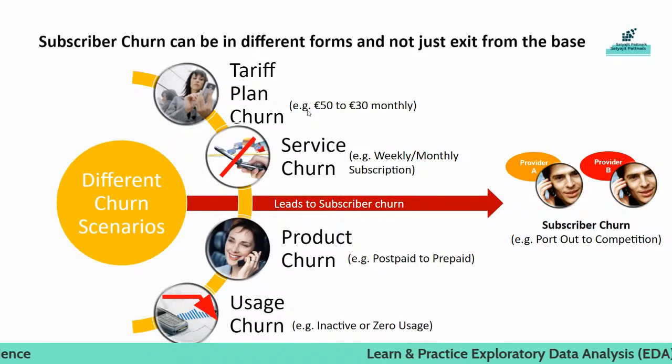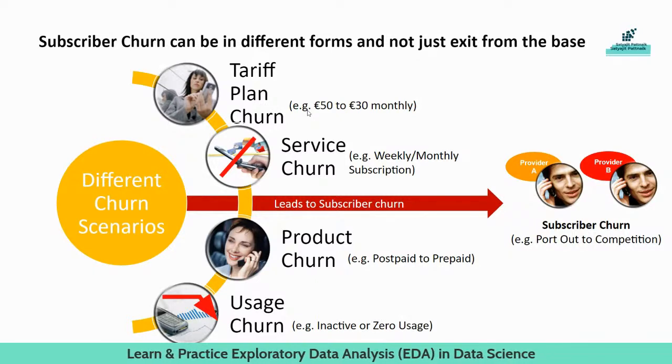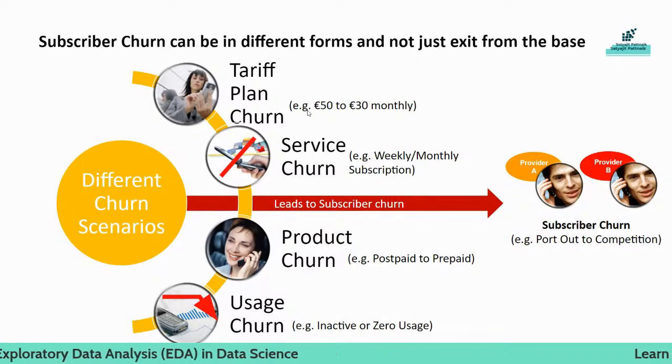Probably we can discuss. So product churn is postpaid to prepaid. Today you are on postpaid, maybe after a month you move to prepaid. So there is a significant loss to the company.